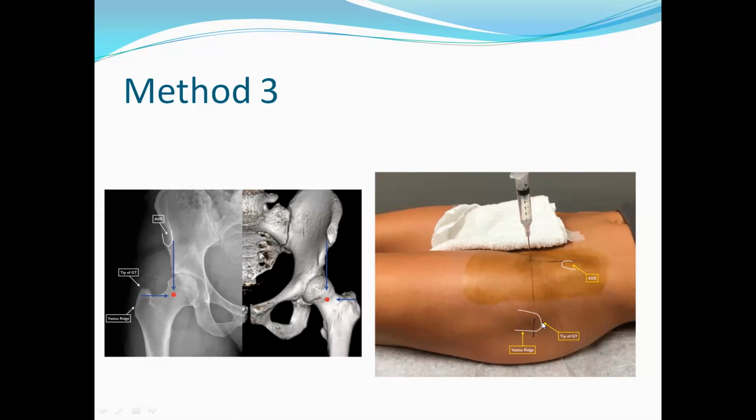It is not to the tip of the trochanter. It is the middle of the vastus ridge. This is the vastus ridge, and this is the middle of the vastus ridge.